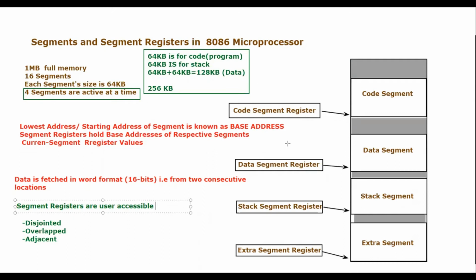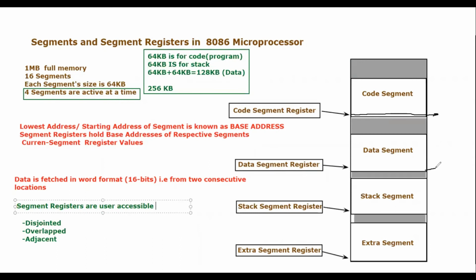Their function is to store the lowest, or starting, address of every segment, right? Before we explain it, we need to discuss this point. The lowest address or the starting address of every segment is known as the base address. So if the code segment is starting from this point, this is the very first location, and this address is known as the segment base address of the code segment.